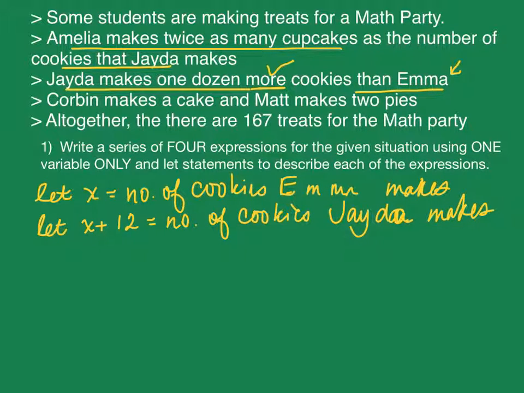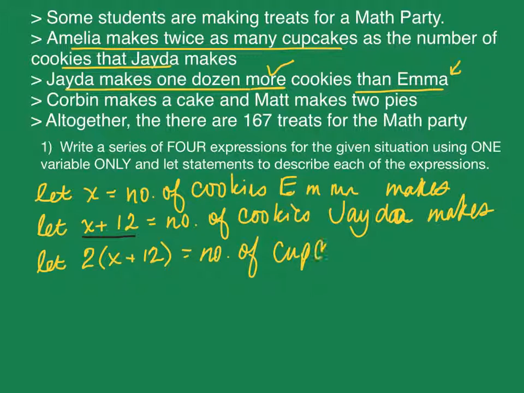And then finally we get to Amelia. Amelia makes twice as many, well twice means we're multiplying by 2, twice as many cupcakes as the number of cookies that Jada makes. Well, we know that Jada makes x plus 12. We know we're multiplying that times 2. So we need to be careful here because the thing that happens first is x plus 12. So that tells us that the x plus 12 needs to go in parentheses. So we'll have 2 times the quantity of x plus 12 equal the number of cupcakes Amelia makes.